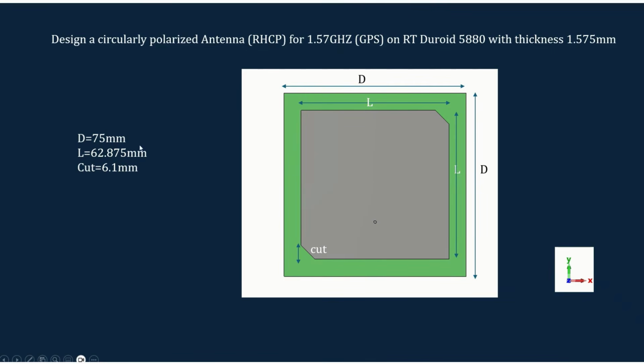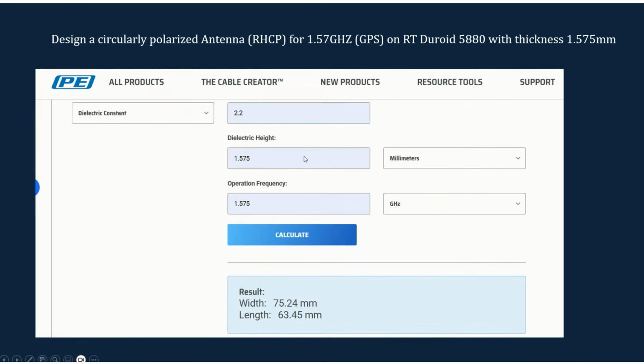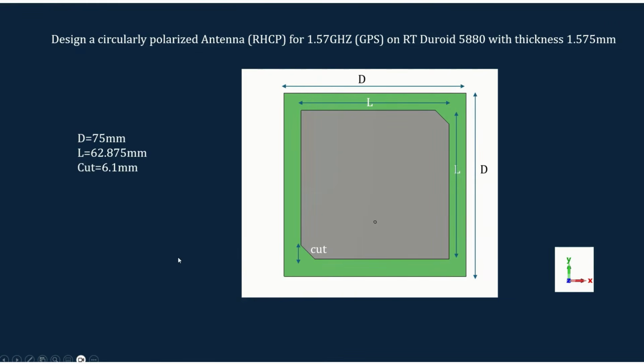I'm going to use these values for the simulation, and my main purpose is to show you how you can see the circular polarization results like axial ratio and the current, and how the right hand circularly polarized field will be rotating, those sorts of results. So I'm not showing the optimization. If you want to optimize for any frequency, you can design using this calculator, use the length value, take a value which is slightly less than the length, and then optimize this cut value. This cut value, that is this truncation, is the main parameter which contributes to the circular polarization.